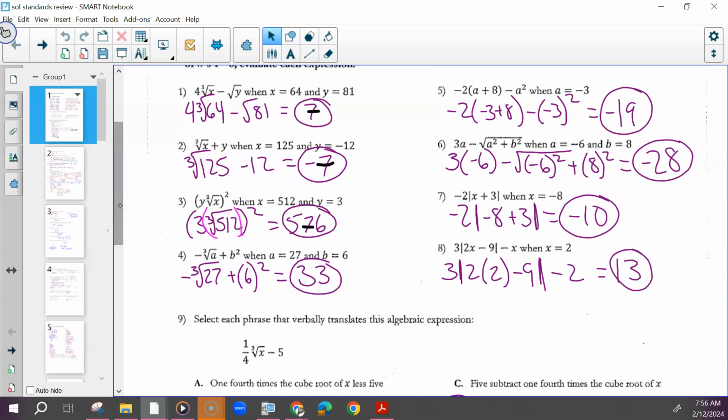So number 1 was 7, 2 was -7, 3 was 576, 4 was 33, 5 was negative 19, 6 was negative 28, 7 was negative 10, 8 was 13. Questions on any of those 8 before we keep going? The evaluating piece, you were just putting the x and the y, or whatever the variables were, into wherever they belonged in the problem, and calculating, figuring out what that is.